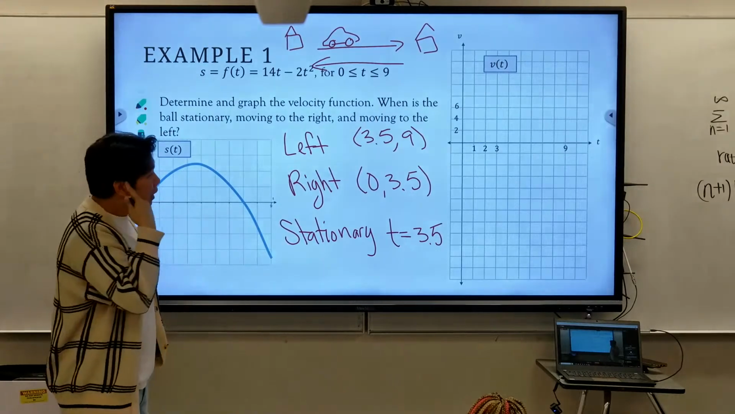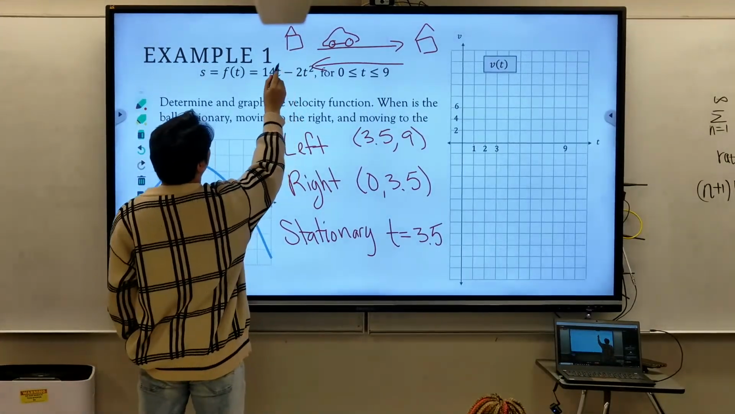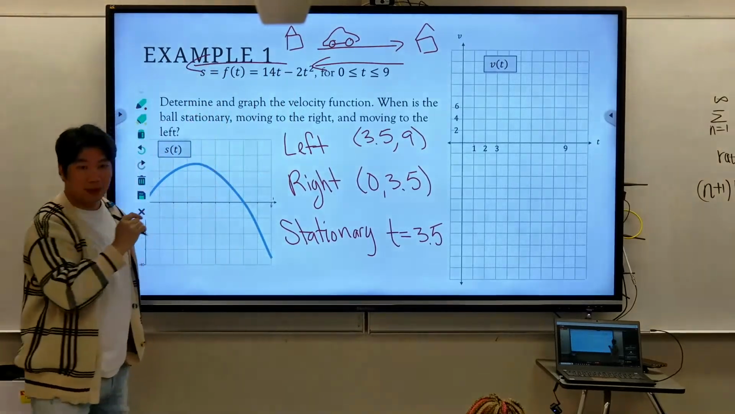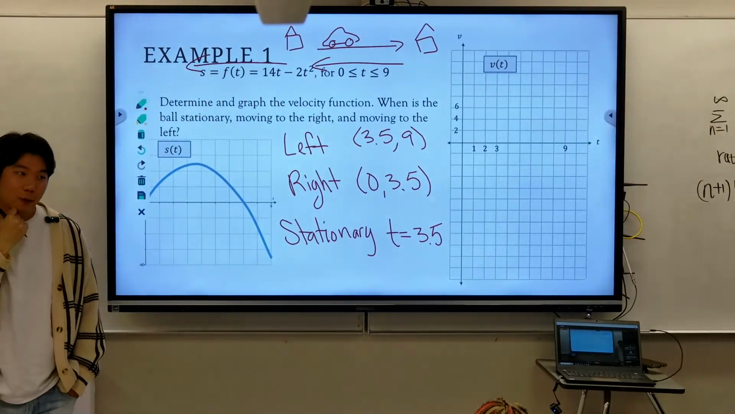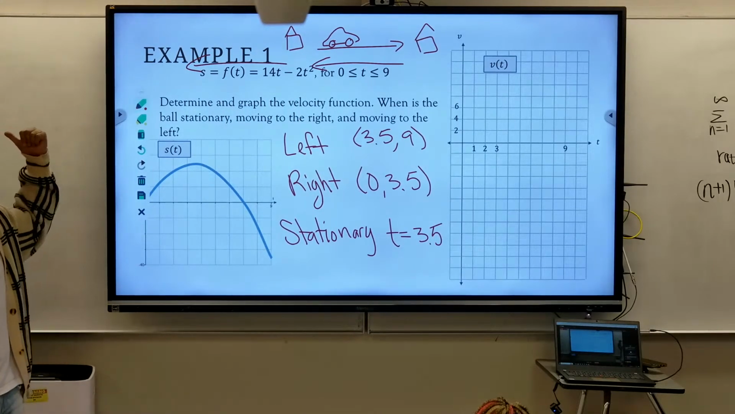Negative. Now here's another tricky question. What if you decide you want to keep on going this way? Is my velocity still negative or is it positive? Negative, because we're dictating this as the negative direction.